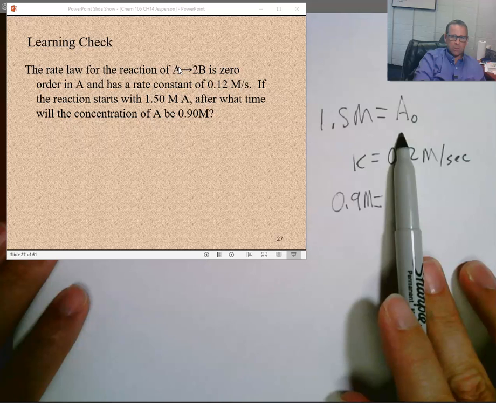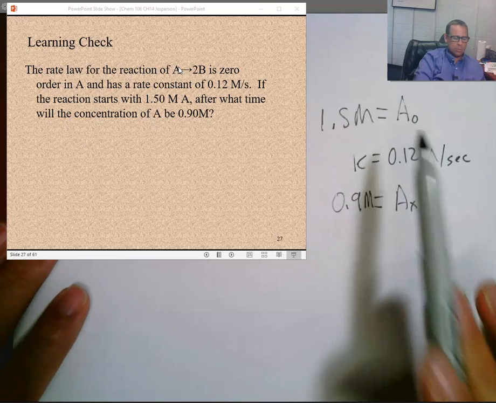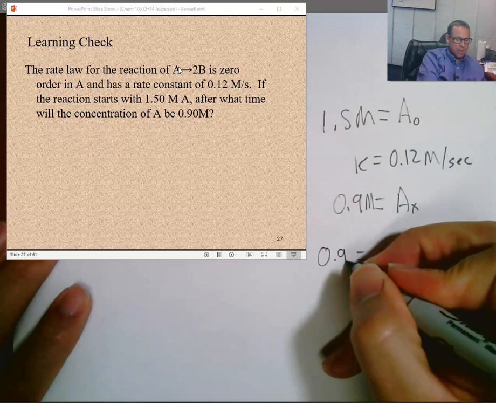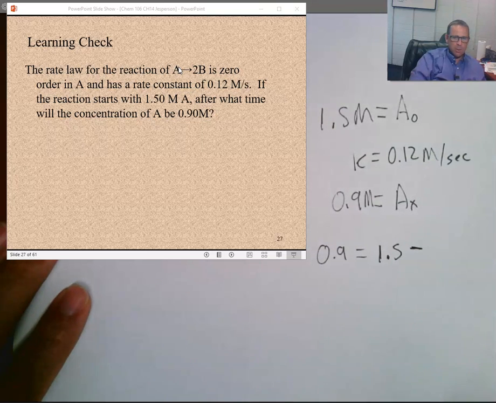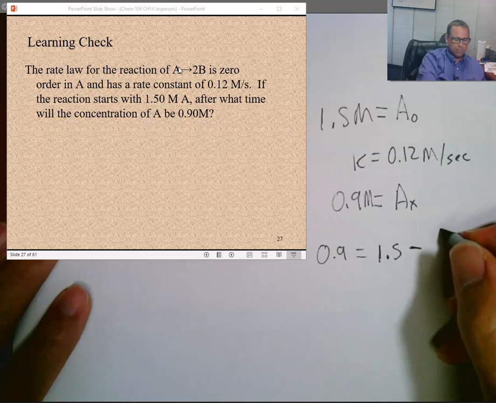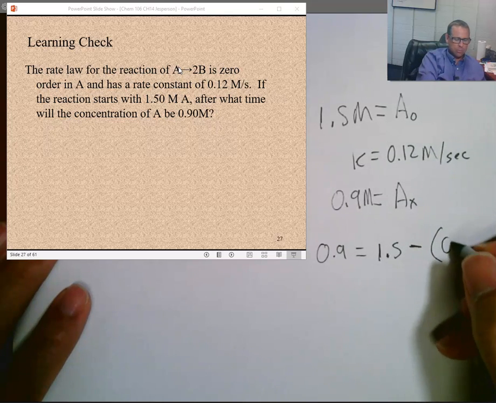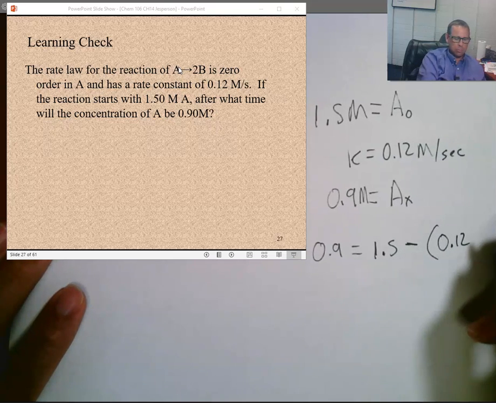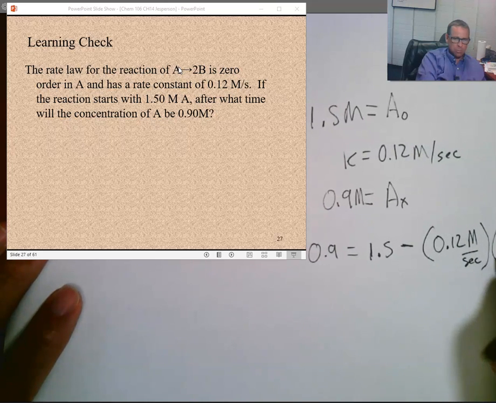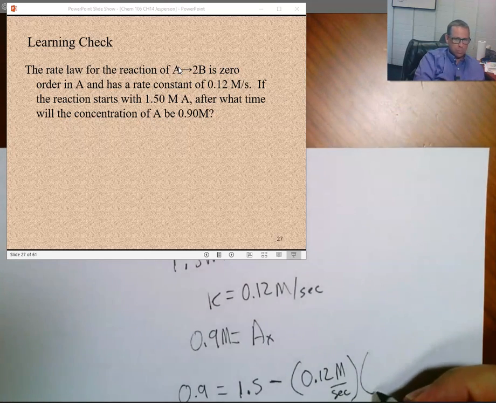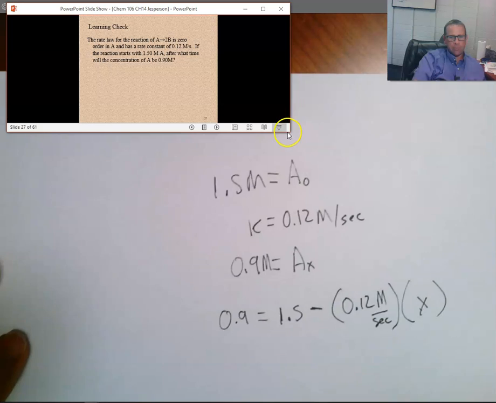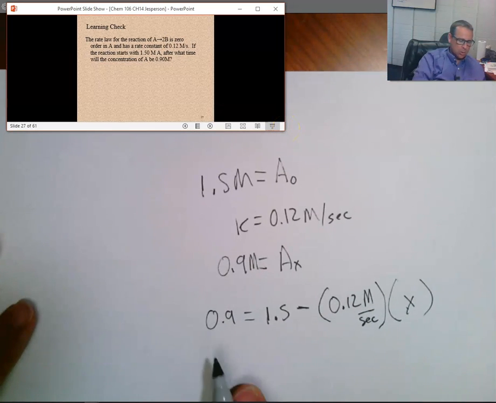This is how much we start with. True? Yeah. So we started with 1.5. We're going to end with 0.9. What do I subtract from that 1.5? I'm going to have to subtract the rate, and it'll be the rate times X, which would have been the time. Okay, very good.